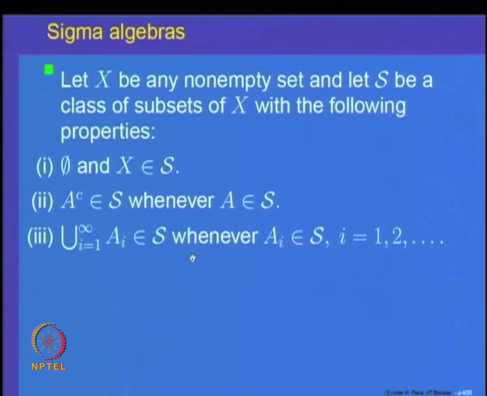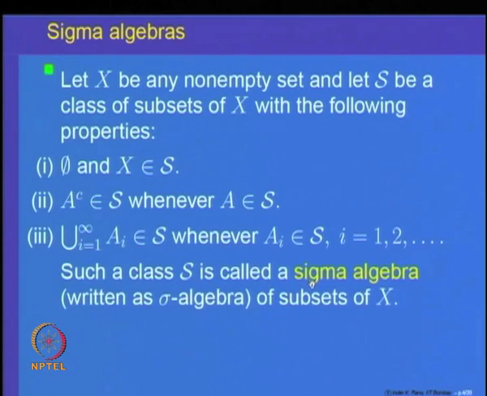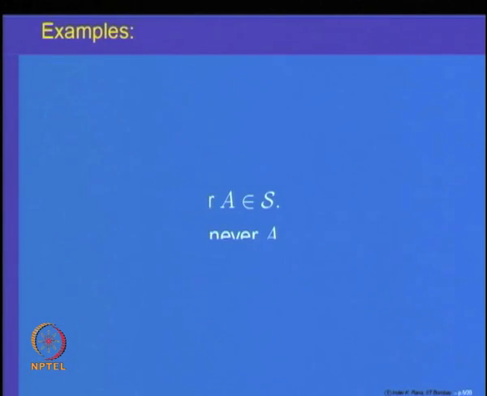So, such a collection we are going to call a sigma algebra, sigma indicating that it is closed under a sequence of unions. So, let us just emphasize once again, a sigma algebra of subsets of a set X is a collection which includes the empty set and the whole space, it is closed under taking complements. So, if A belongs to S, A complement belongs to S, and whenever you take a sequence A i of elements of S, their union is in S. That means, S is also closed under taking countable unions. So, such a class is called a sigma algebra.